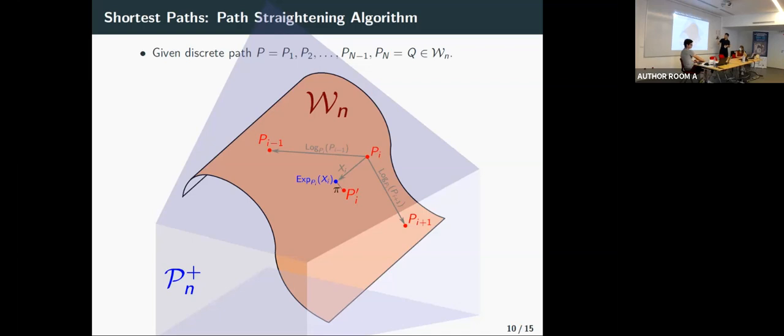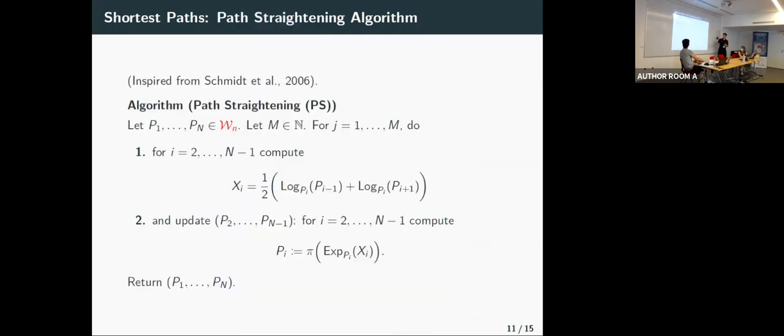Right, and basically what we do is we update the points P2 to Pn minus 1 in this path, and the points P1, so P, and Pn, so Q, will be fixed throughout this iterative procedure. So we basically update our interior points of this path several times, and then we hopefully straighten the path. All right, so this is just the theoretical notation of this algorithm.